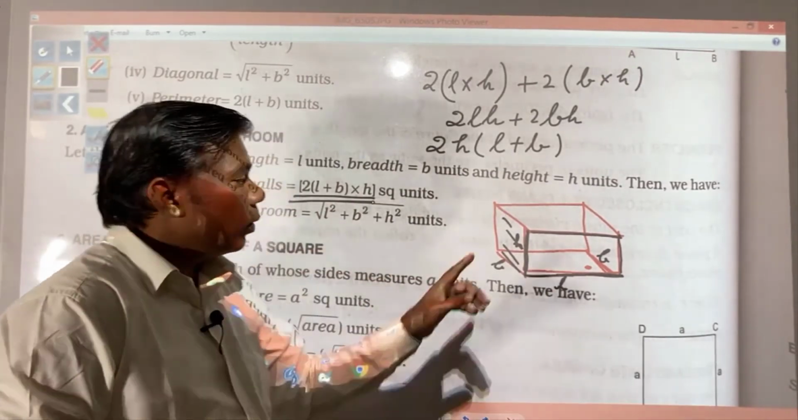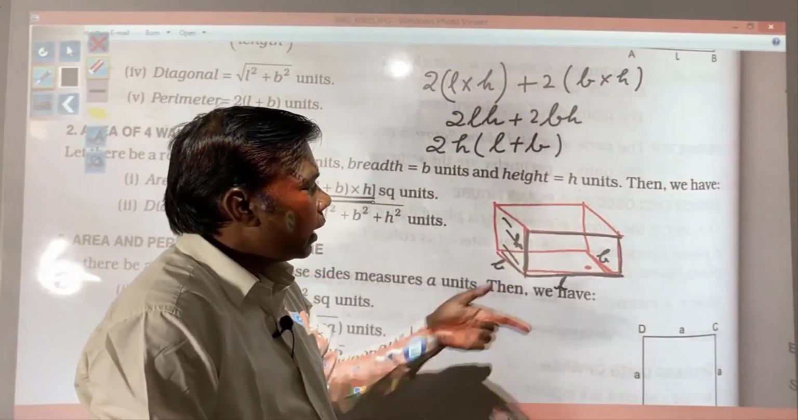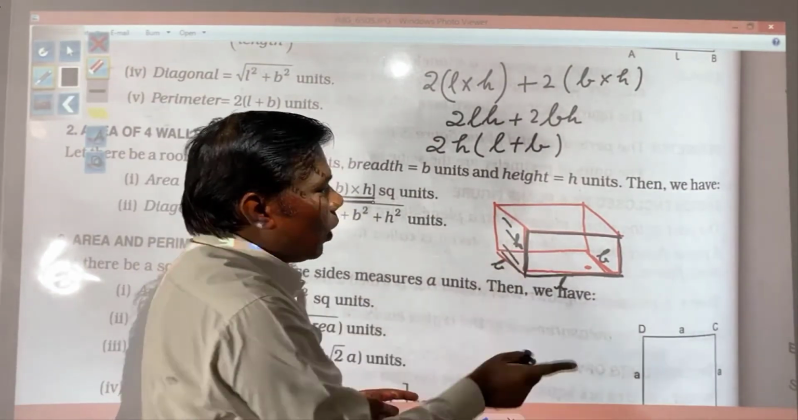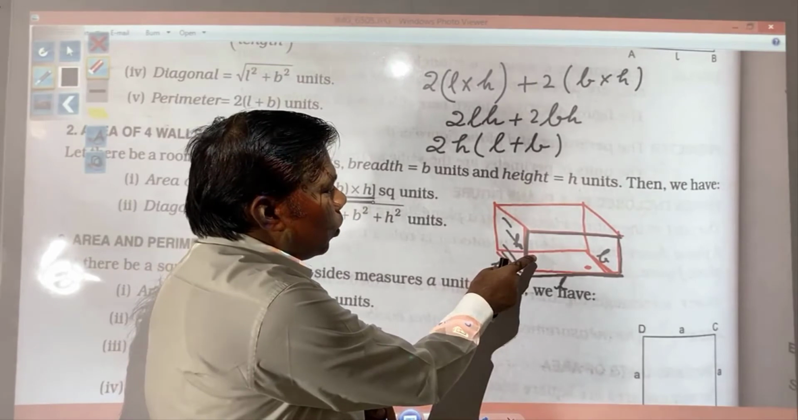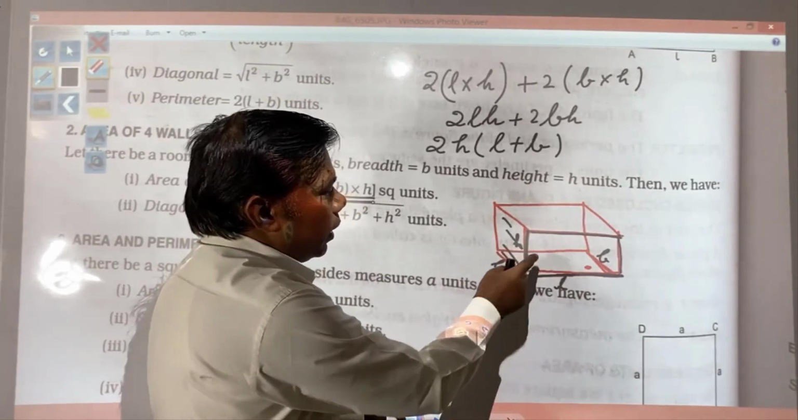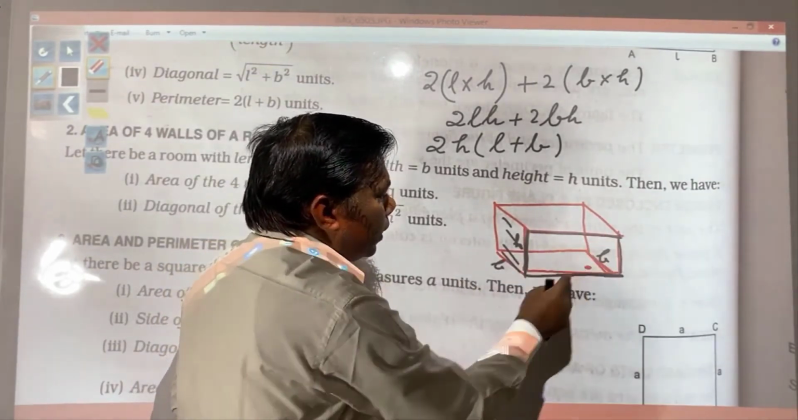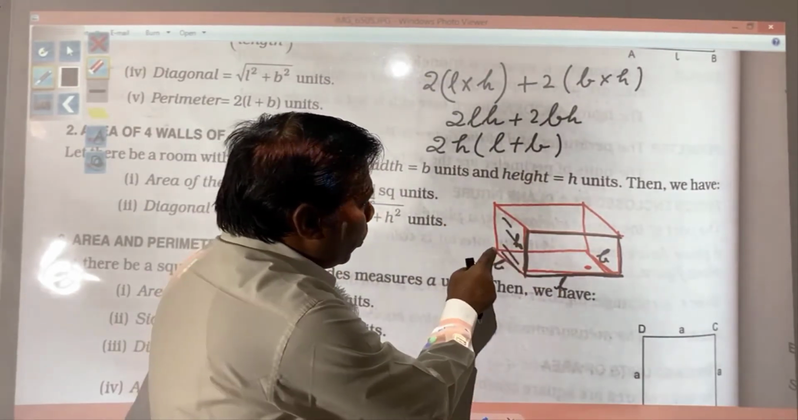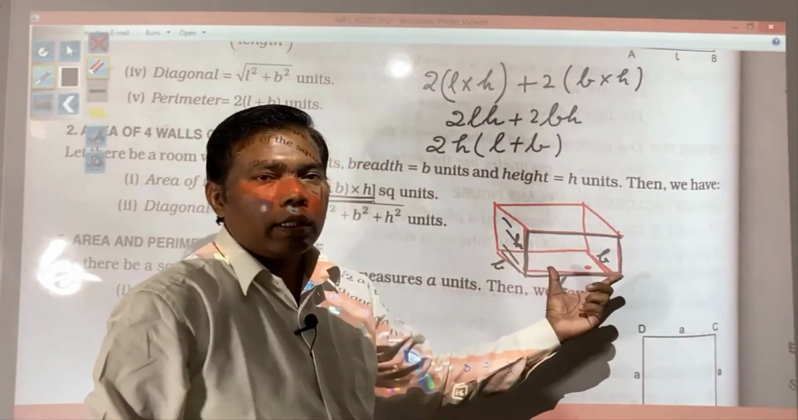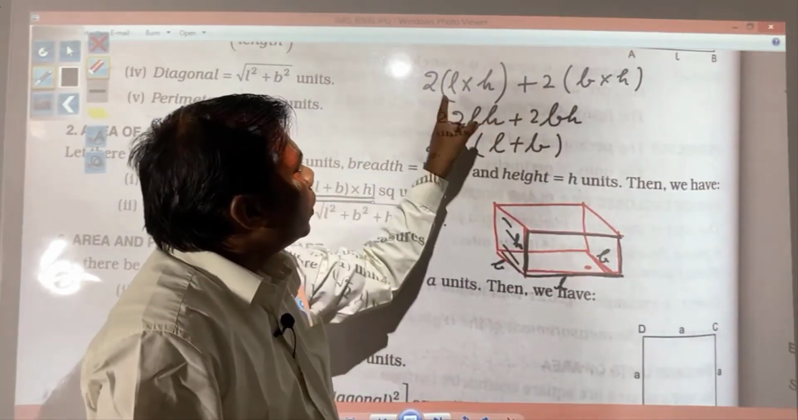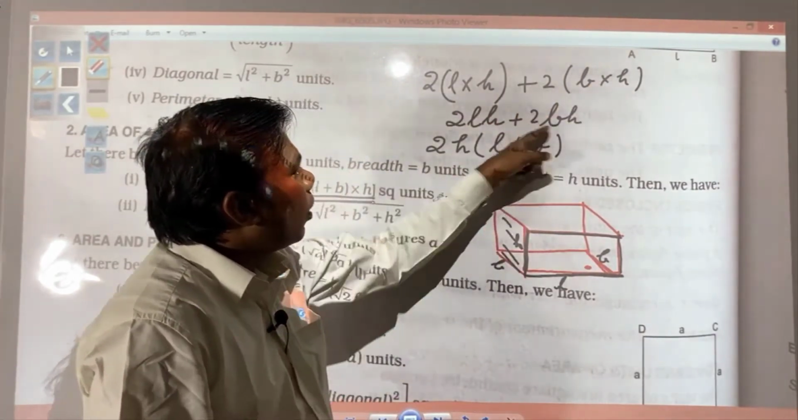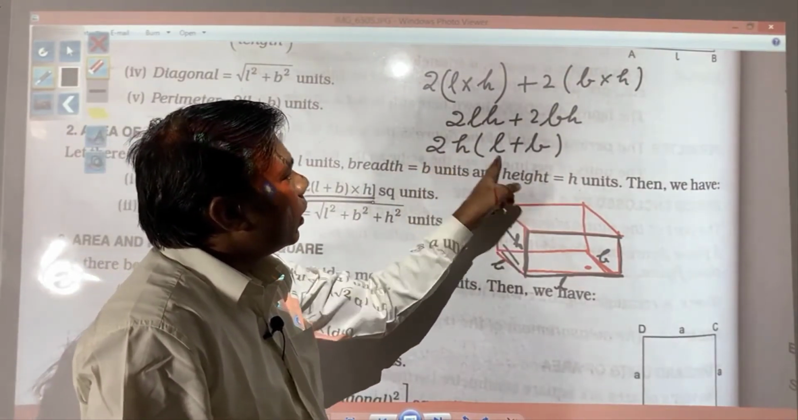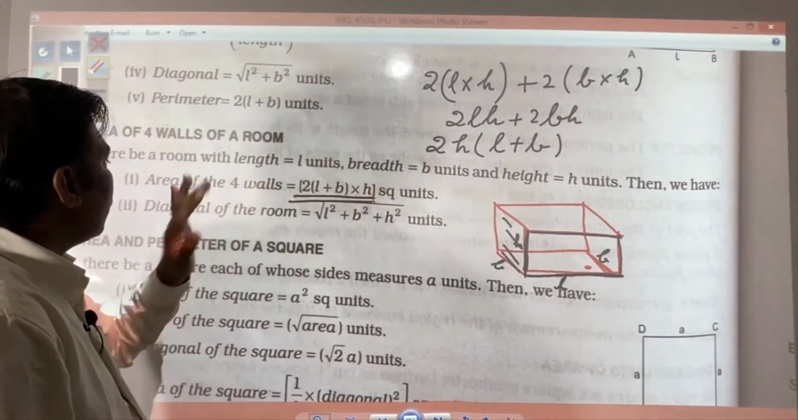So again I am making you understand, just focus here and wherever you are sitting, just see your walls. 4 walls, just watch. 2 opposite walls will be similar. So if we take this one, this will be L into H. So 2 times L into H and 2 times B into H you will get. Just add this: 2LH and 2BH. Common you have 2H, so L plus B will be left. So 2H into L plus B, and this is the area of the 4 walls.